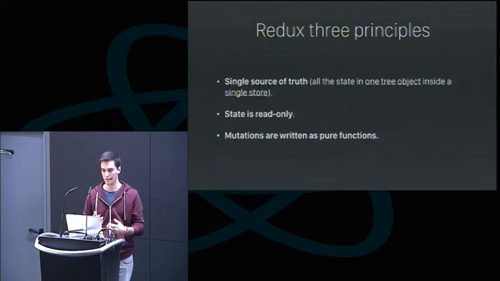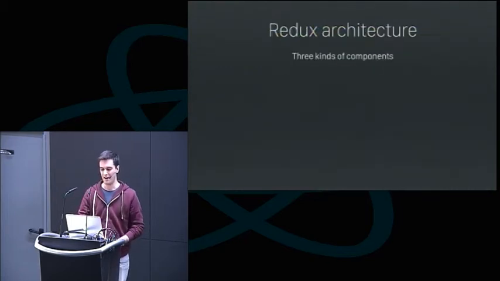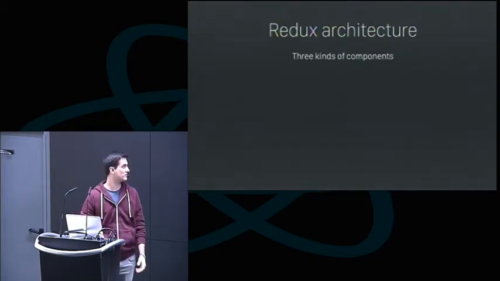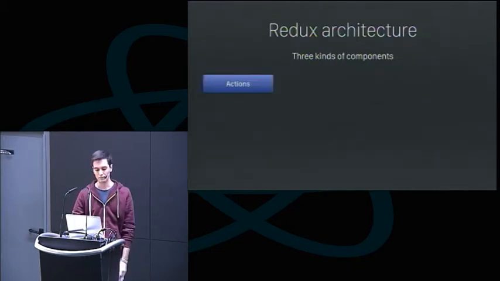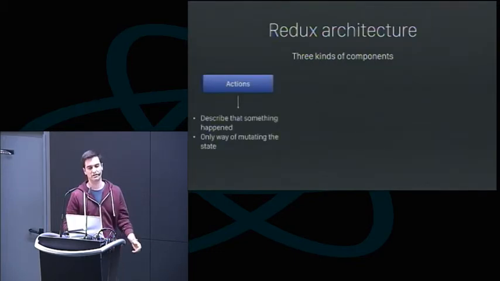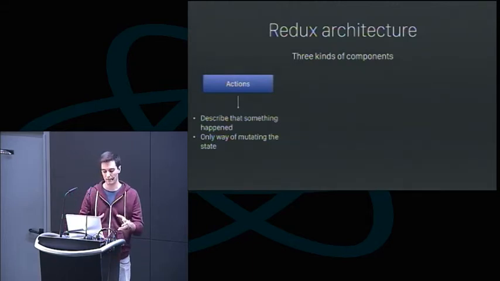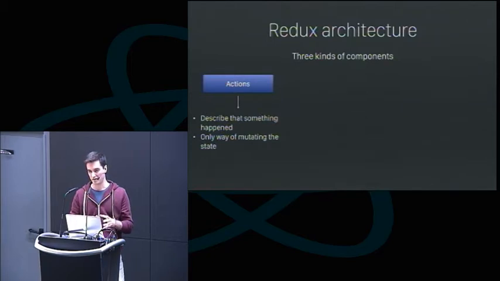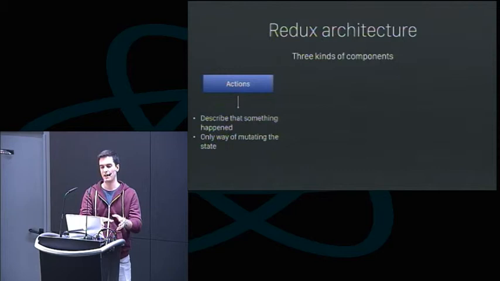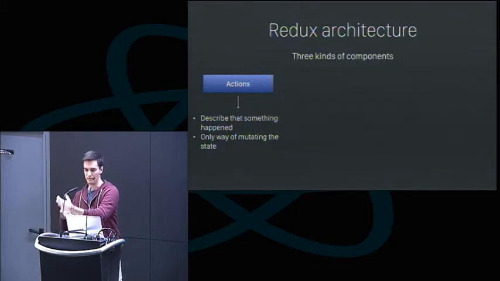So as you have seen, it embraces some concepts of functional programming, so that's good. Redux architecture is based on three kind of components. First are actions. An action is just a plain JavaScript object that defines that something happened. With actions, you can mutate the state. It's the only way of mutating the state. An action happened, and then the state mutated, and you have a new state.